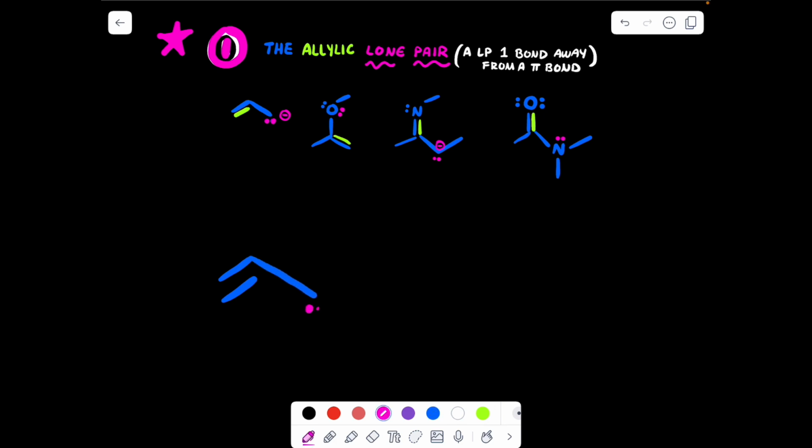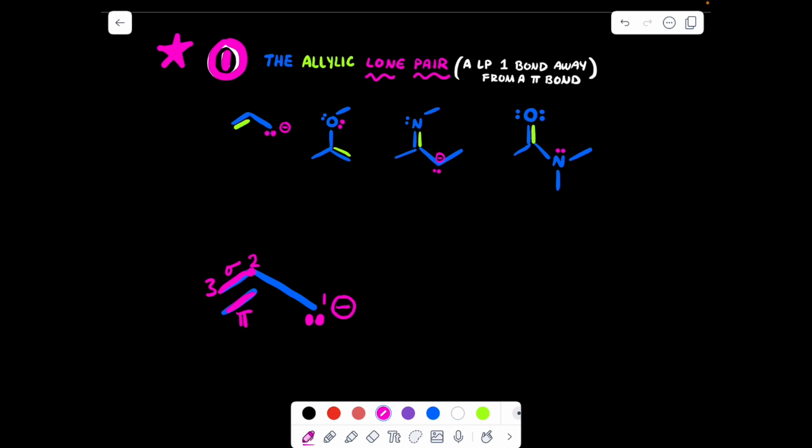we have a lone pair, and if we label each atom, this is arbitrary, atom number 1, 2, 3, just so we can keep track of what atom we are referring to. The lone pair on atom number 1 is one atom away from carbon number 2, and carbon number 2 has a pi bond, sigma and pi, to carbon number 3. Therefore, this is an allylic lone pair because it is one away from a pi bond. This carbon would have a minus charge.